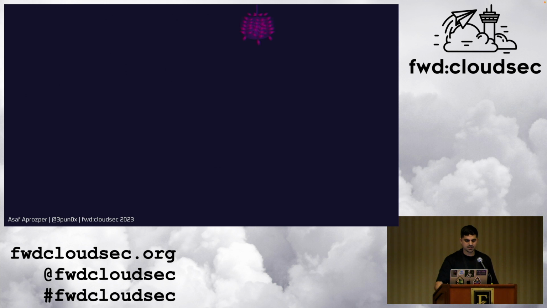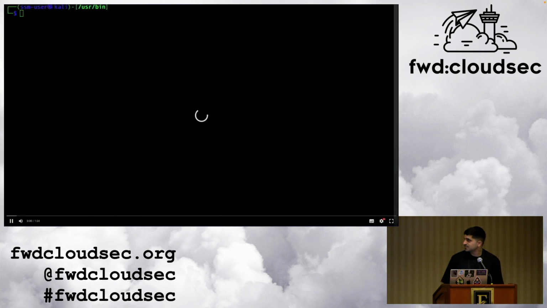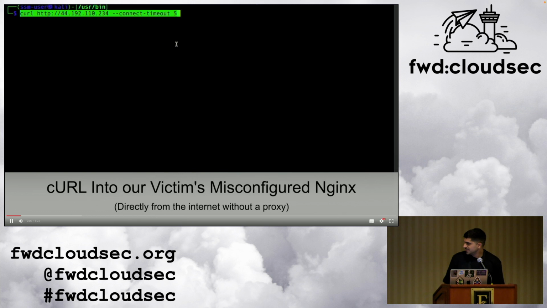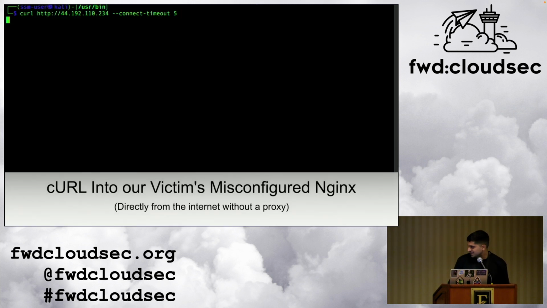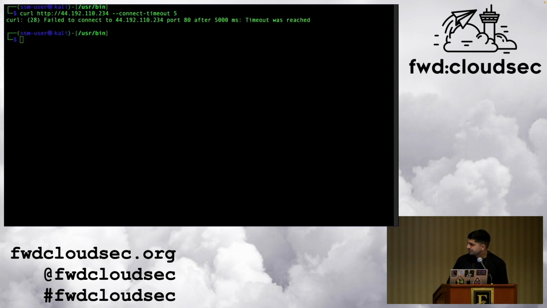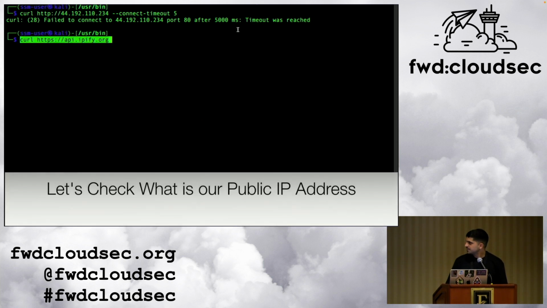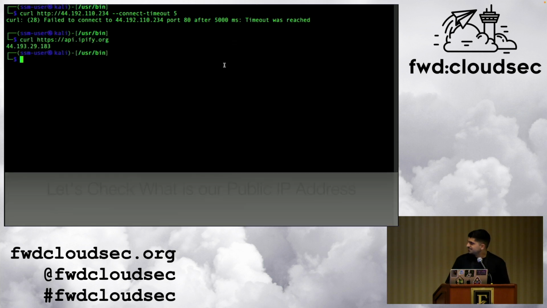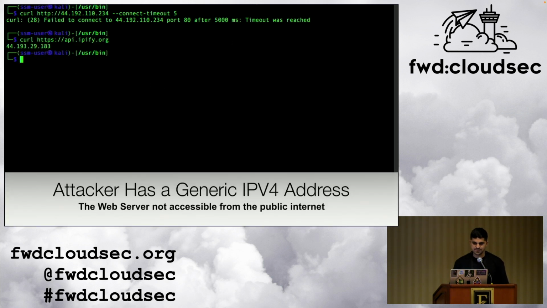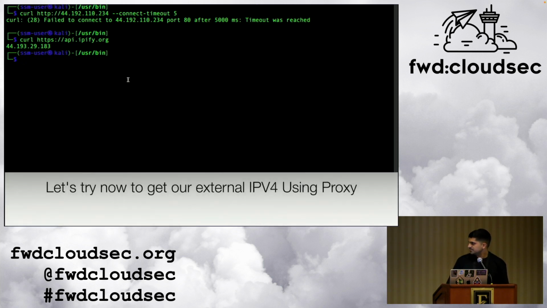Let's see that scenario in action in my POC. Hopefully it will work. Cool. So we're doing cURL into the victim misconfiguration directly with the internet first, without a proxy. We got a timeout, of course, because of the security group, which did not allow you to enter. Let's check our public IP address. Maybe that's our mistake. Yeah, so we have a generic IPv4 address. That's why we got a timeout and couldn't have access to the resource.